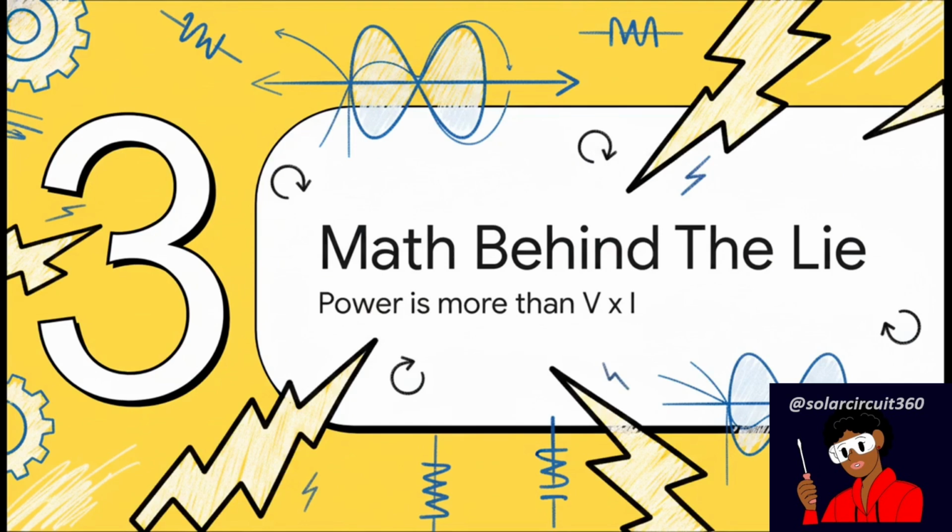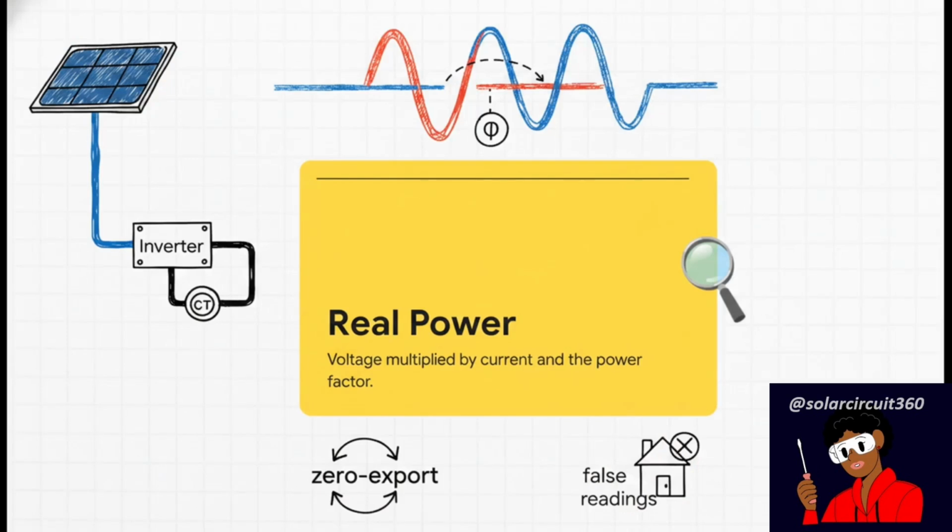Let's dig into that in Section 3. The math behind the lie. Power is more than just voltage times current. We all learned the basic formula, right? Power equals voltage times current. But in real alternating current systems, that's really only half the story.